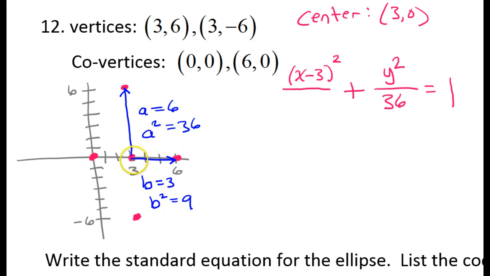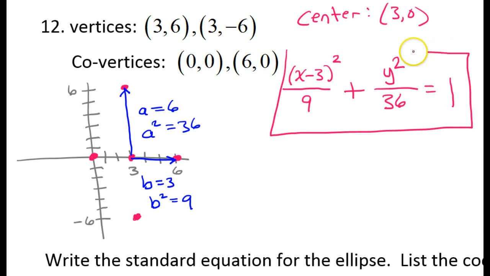Because the b is horizontal, that's the x direction. So it makes sense that this 9 is going to go in the denominator of the x term. And that's it. This is the standard form equation of the ellipse that has these vertices and these covertices.